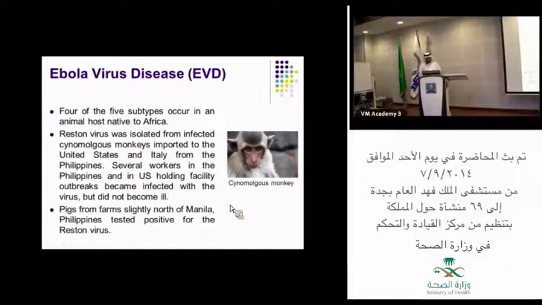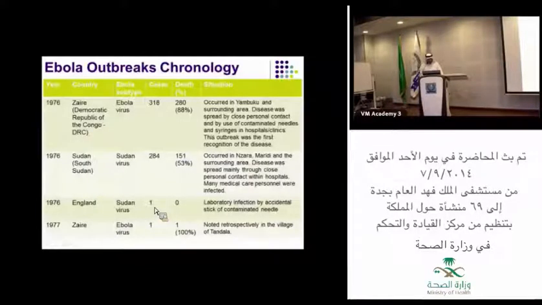Four of the five subtypes occur in an animal host native to Africa. Reston virus, which I said is a non-human pathogen, mainly affects this species of monkeys, the cynomolgus monkeys, and it doesn't really cause human disease. It mainly causes disease among monkeys with viral hemorrhagic manifestations and can be transmitted to humans, but it doesn't cause illness. And it has also been recently reported in pigs as well. So this virus is not that important.